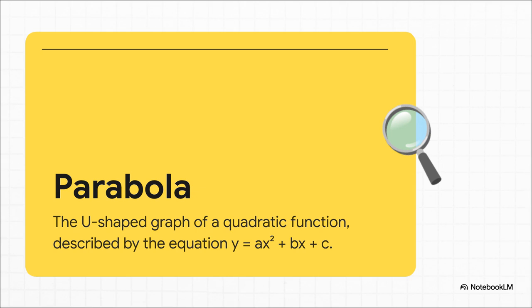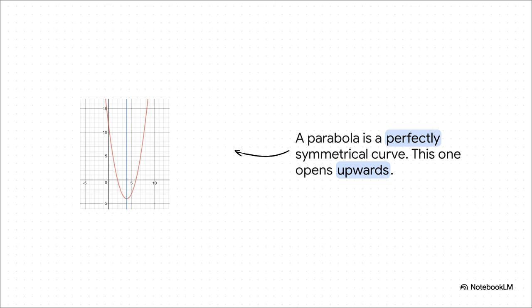It's that classic U-shaped curve that you get anytime you graph a quadratic function. That equation, y equals ax squared plus bx plus c, that's like its DNA. The a, b, and c are what tell the curve how to form, where to sit, and which way to open. And what's its most important quality? Well, you're looking at it. A parabola is perfectly symmetrical. Whether it opens up like this one or opens down, it's a perfect mirror image of itself. And that idea, that symmetry, is the absolute key to everything we're about to do.